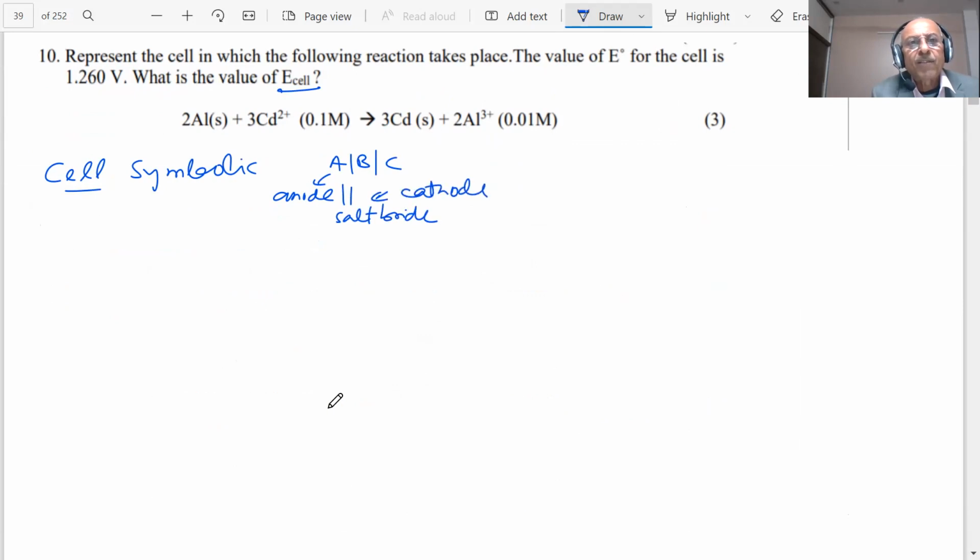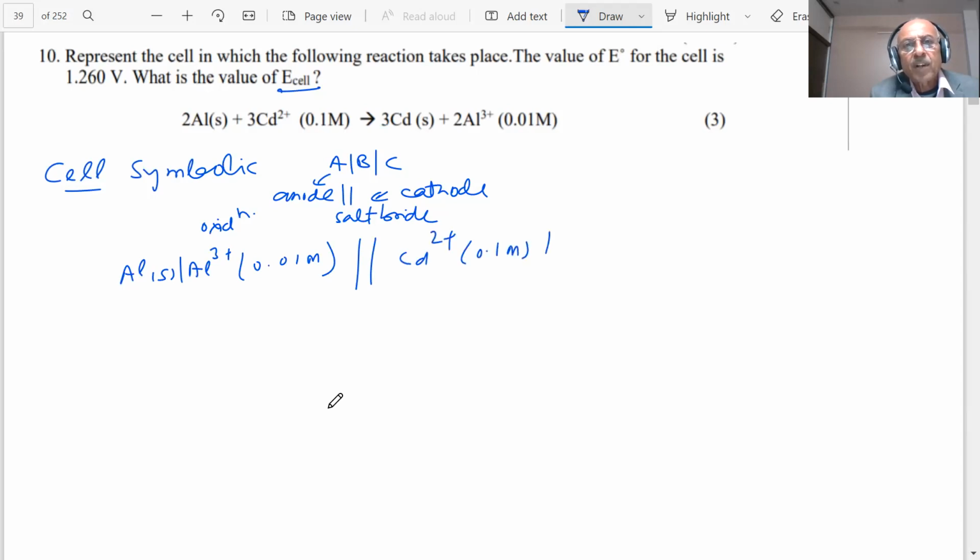Anodic reaction, cathode. Which is the anode which undergoes oxidation? Which is undergoing oxidation here? Aluminium is undergoing oxidation to 3+, and it is given 0.01 molar, students. And then what is happening? Cadmium 2+, 0.1 molar concentration. It is undergoing reduction to cadmium. So this is a symbolic representation of the cell, anode, salt bridge, and cathode.